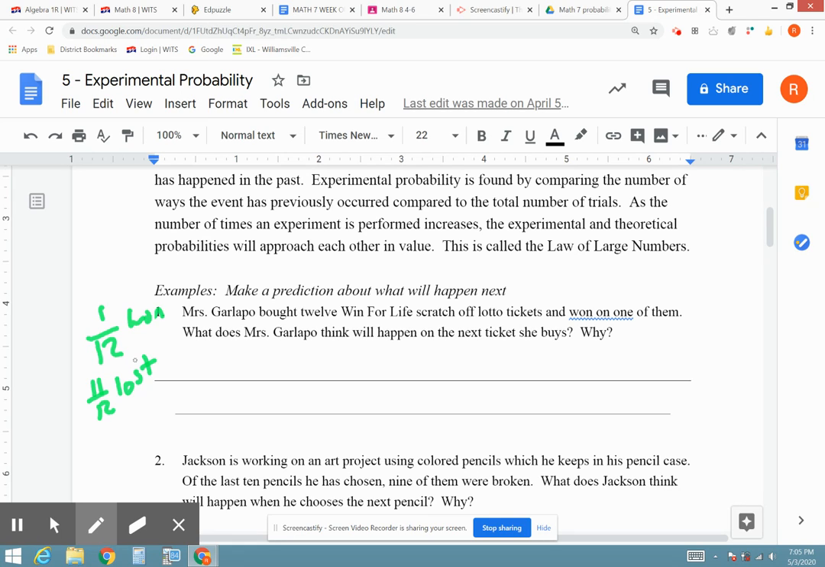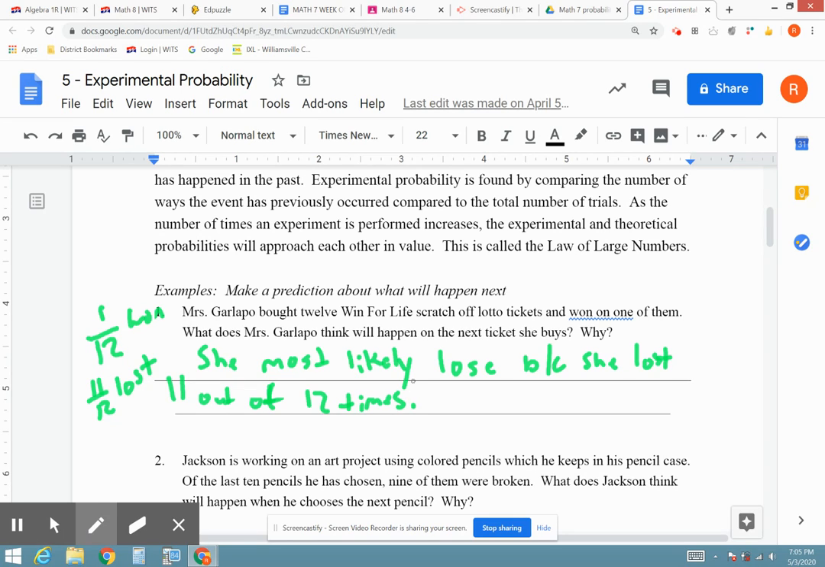So what do you think would happen the next time Mrs. Garlipo buys a lottery ticket? She will most likely lose because she lost 11 out of 12 times. So it's most likely that she will lose again because 11 out of 12 is roughly 92%. So if she's lost 92% of the time, odds are she's going to lose again.